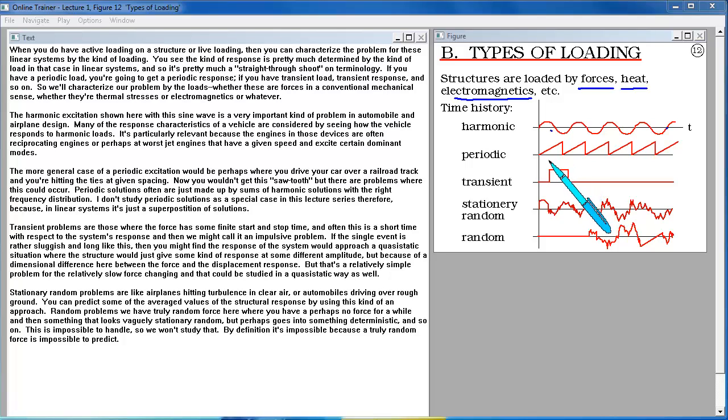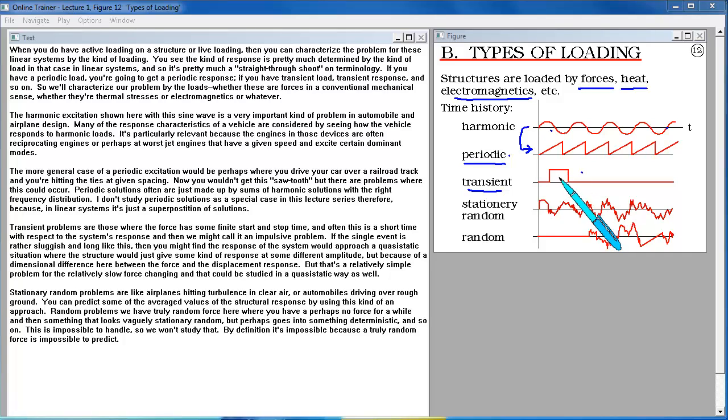The more general case of a periodic excitation would be perhaps where you drive your car over a railroad track and you're hitting the ties at given spacing. Now, you wouldn't get this sawtooth, but there are problems where this could occur. Periodic solutions often are just made up by sums of harmonic solutions with the right frequency distribution. I don't study periodic solutions as a special case in this lecture series, therefore, because in linear systems it's just a superposition of solutions.